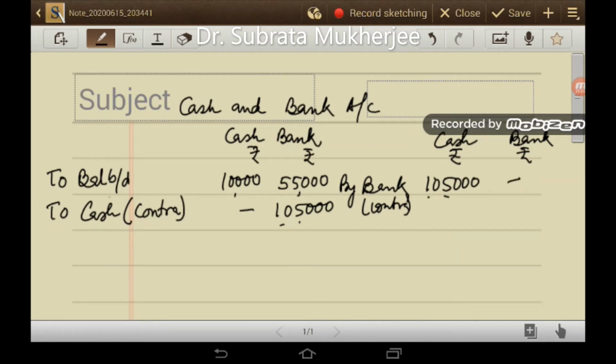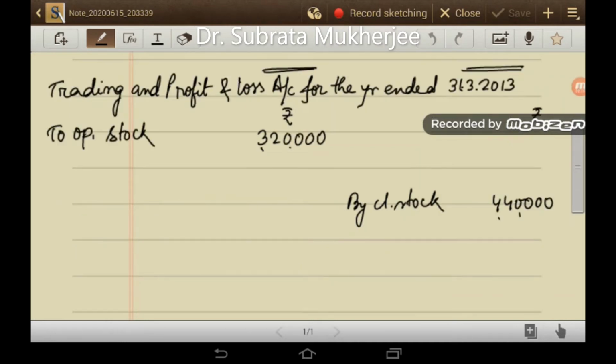The next transaction is dividend collected from companies and deposited into bank. So to dividend of 5,000. So I need to post it in P&L account. So by dividend in the P&L account I am posting it as 5,000.